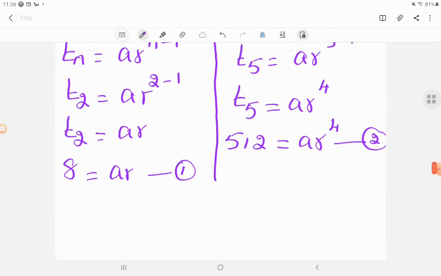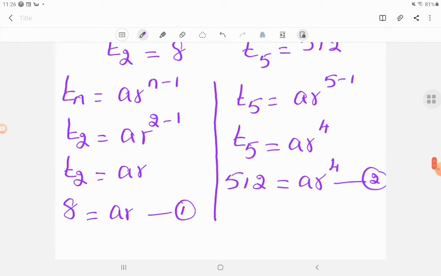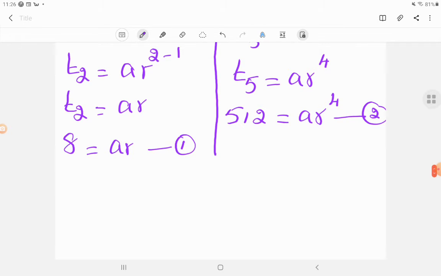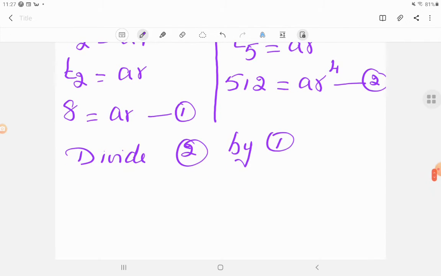So when it comes to a geometric sequence, and if two terms are given, and using the two terms we have to find the first term and the common ratio, we always divide. We form an equation using the general formula, and then we divide the second equation by the first. So divide 2 by 1. So we have the second equation, ar to the power of 4 is equal to 512. And then you divide the second by the first equation, which is ar is equal to 8.